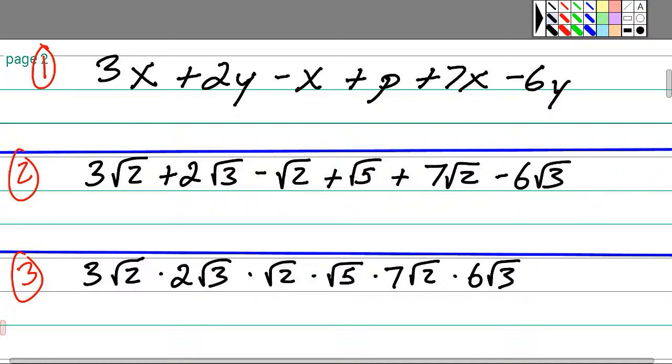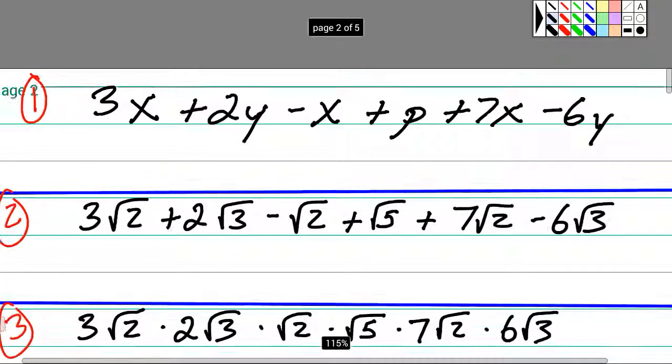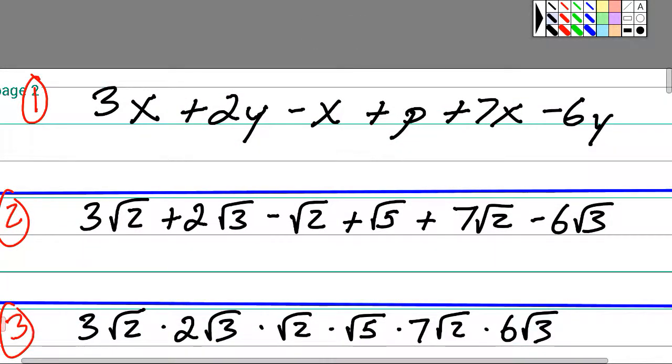Let's take a look at what we got here. Look at number 1 and 2, and you're going to see some similarities. Well, do you know how to do the first one? I mean, that's just getting like terms together, right? Get your 3x, you take away an x, you add 7x over there.